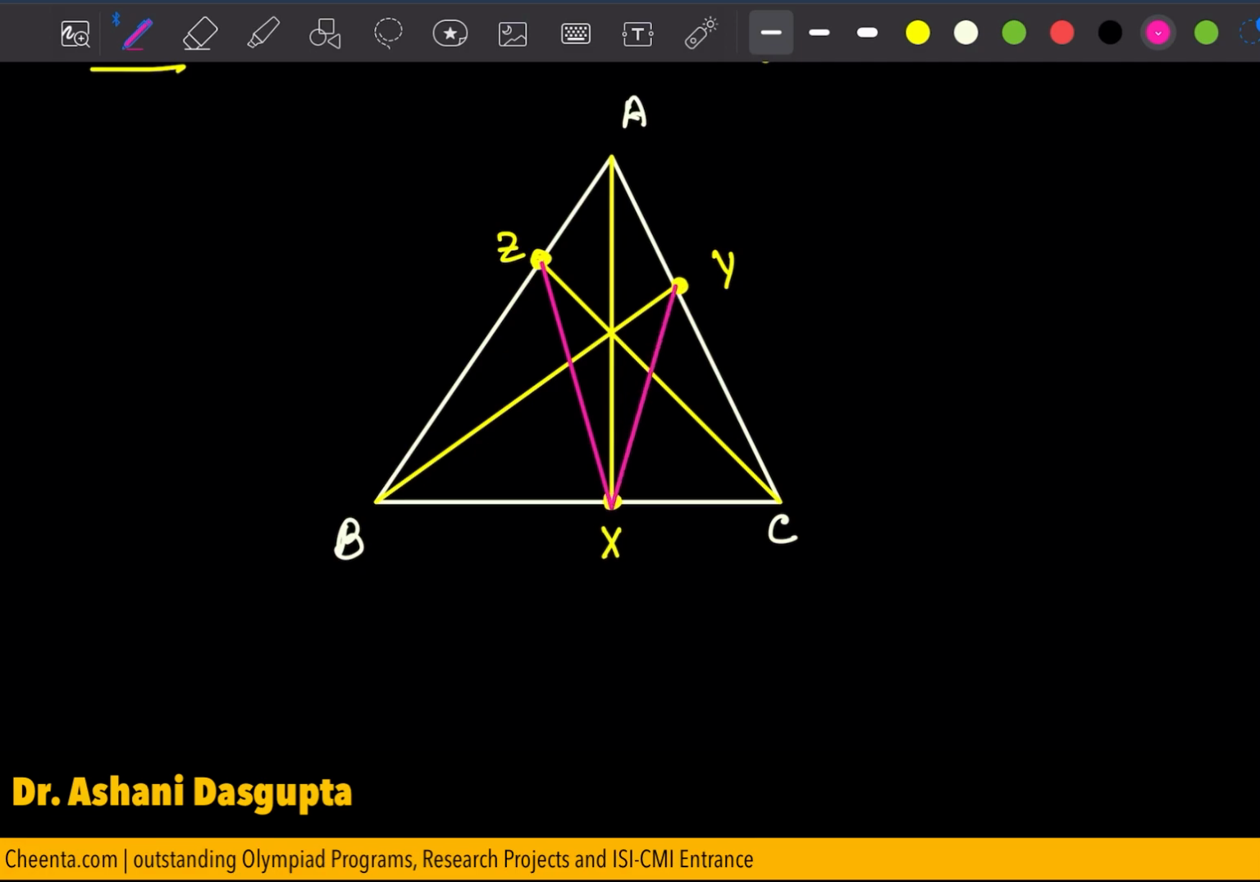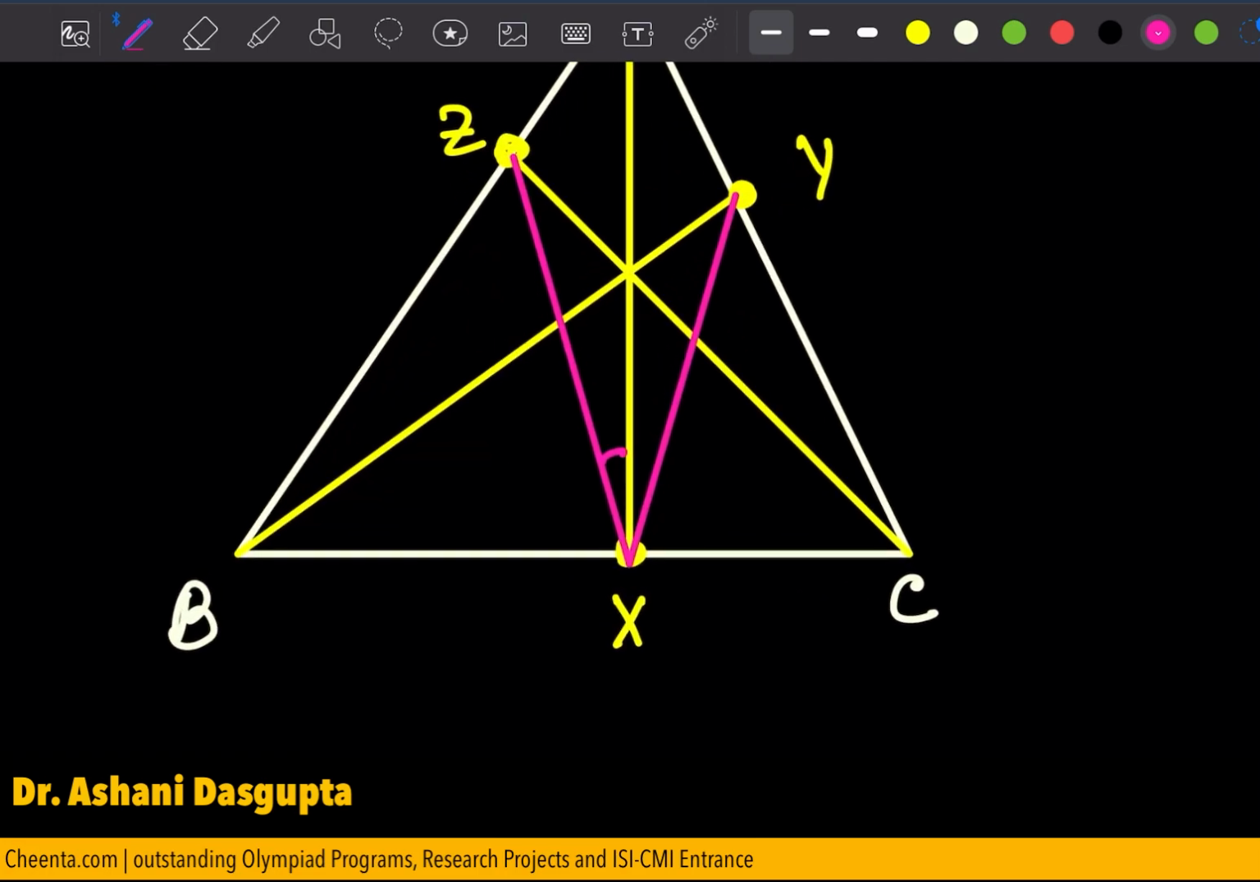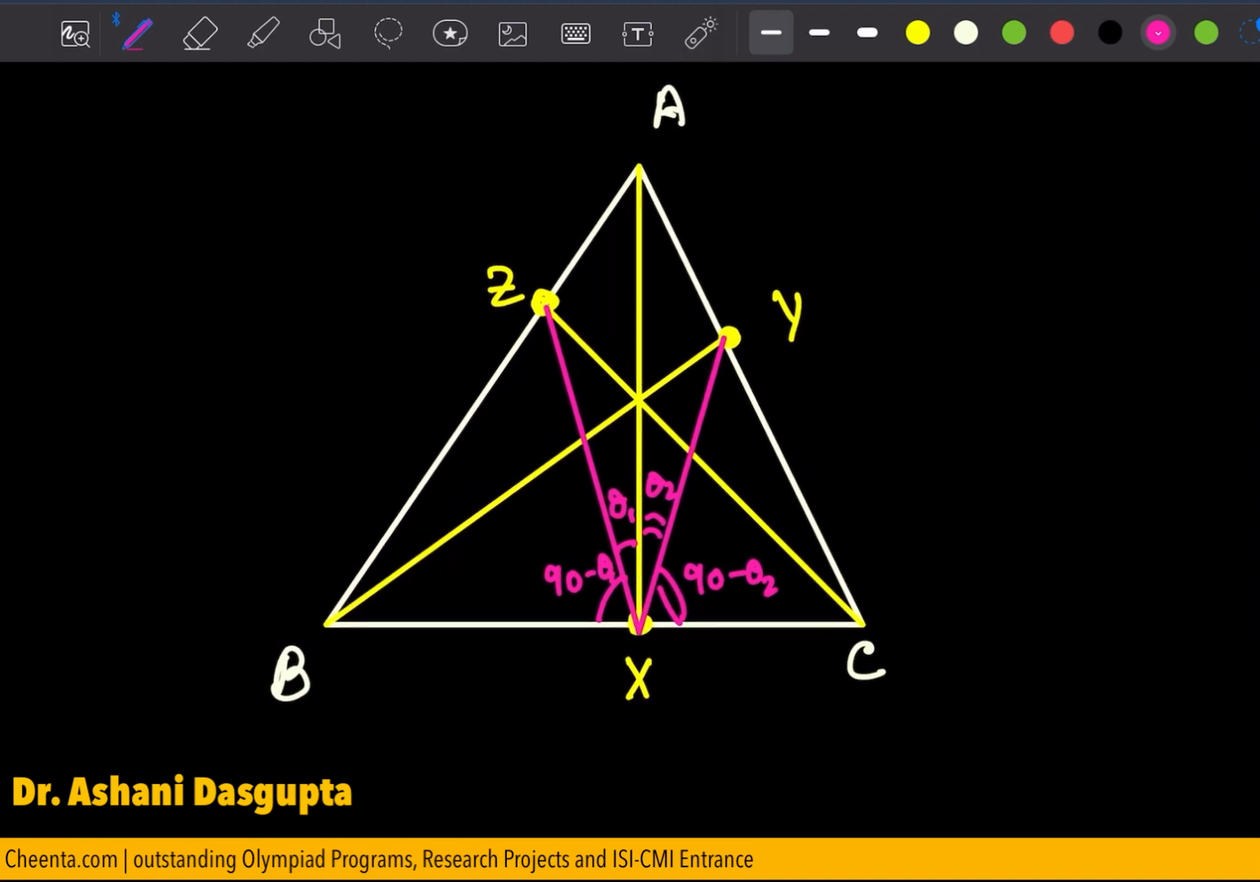So we have this situation. Now suppose this angle is theta 1, then this is 90 minus theta 1, and suppose this is theta 2, so this is 90 minus theta 2. Our goal is to show theta 1 equals theta 2, right? We want to show that these two angles are actually equal.